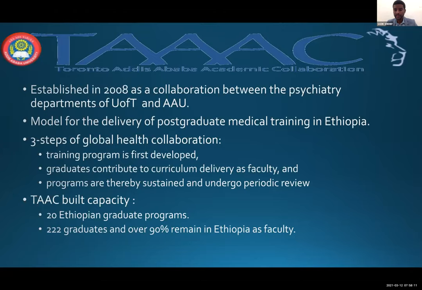And this was a model of delivery of postgraduate medical training in residency and fellowship. It had three steps in global health collaboration. A training program was first developed, then graduates contribute to the curriculum delivery as faculty. At the same time, programs are then sustainable and undergo periodic review. Staff from Canada visit for a month or two and teach the residents, and these residents become part of the teaching process. So far through the TAC, 20 Ethiopian graduate programs are running. 222 graduates are trained, and over 90 of them remain in Ethiopia as faculty.